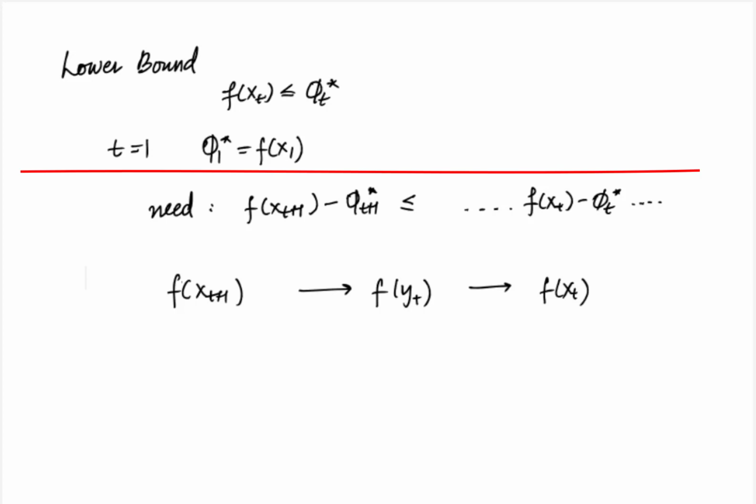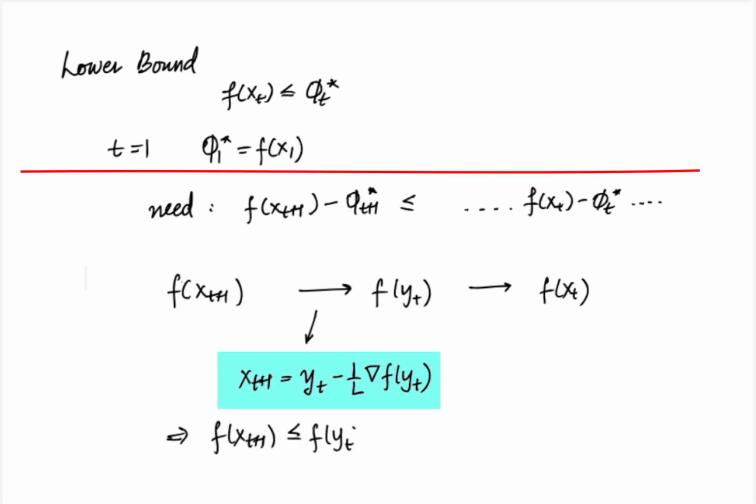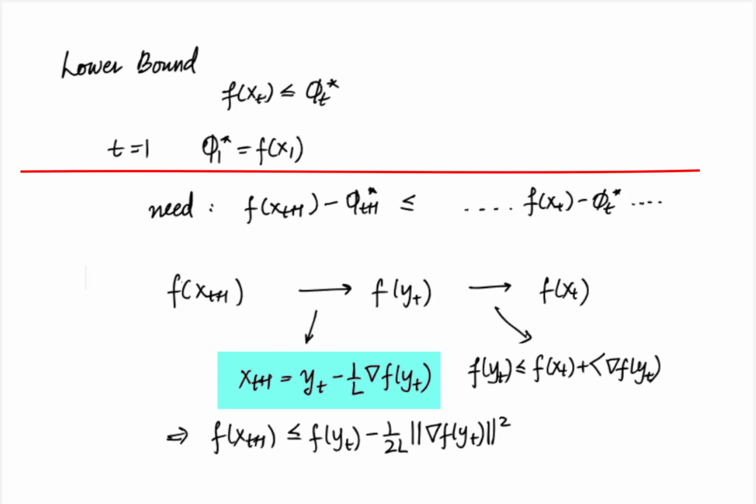So for the first bound, we need to decide how to express xt plus 1 in terms of yt. Taking cue from the gradient descent method, a valid choice seems to be that xt plus 1 equal to yt minus 1 over L gradient of f of yt, for which case it would hold that f of xt plus 1 is less than equal to f of yt minus 1 over 2L norm square of gradient f of yt, which is the result that follows from the quadratic upper bound and smoothness of f. Then the second bound, which is between xt and yt, can be obtained by using convexity. So we can use the fact that f of yt is less than equal to f of xt plus inner product of gradient f of yt comma yt minus xt.